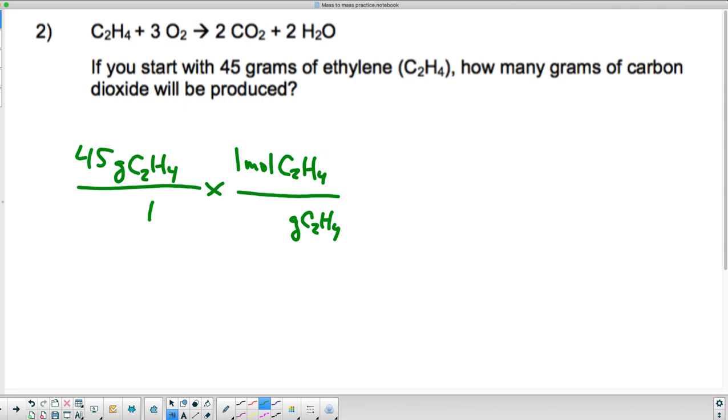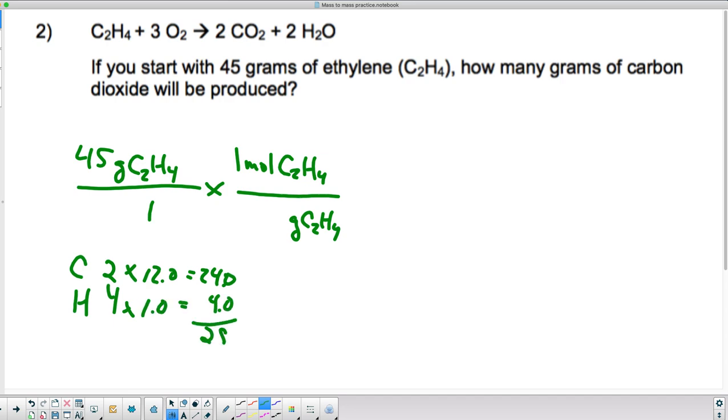Now, what's my moles of grams of ethylene? I do this here, 2 and 4 times 12.0, which equals 24.0, okay, and times 1.0 for hydrogen is 4.0 like this, so I get 28.0 grams per mole, which means 28.0 like that. Okay, that's my first step.